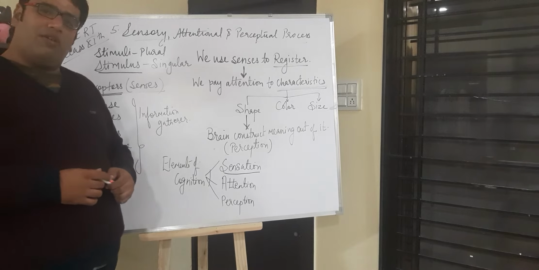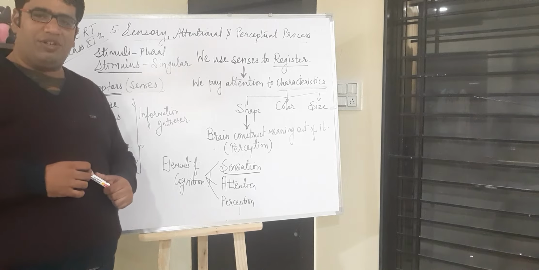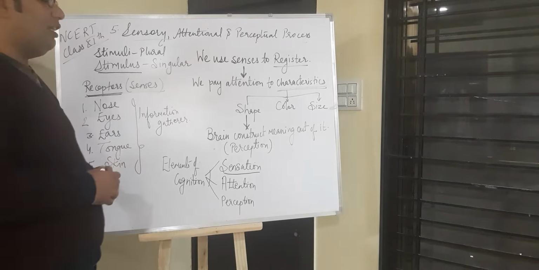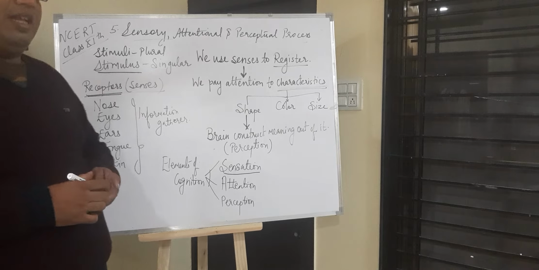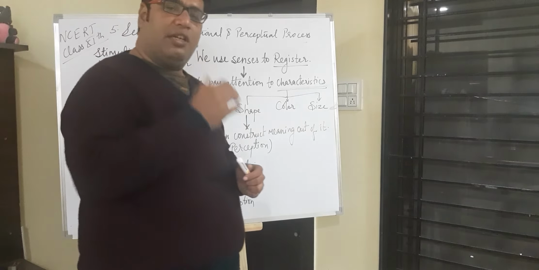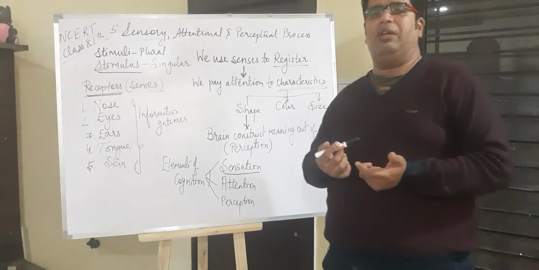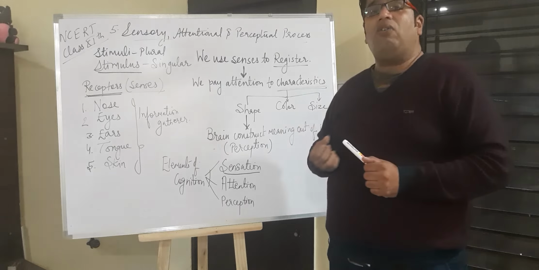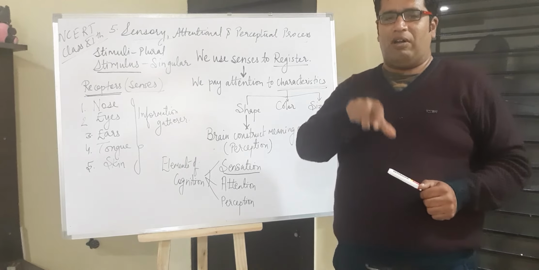Hello students, today we are going to start chapter number 5 in the NCERT Psychology class 11th book, and the name of the chapter is Sensory, Attentional and Perceptual Process. In this chapter we are going to discuss how our senses work in our body, and how, from the use of senses, we perceive a particular surrounding and environment.